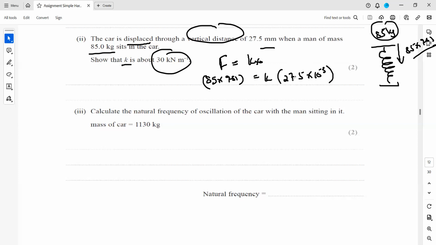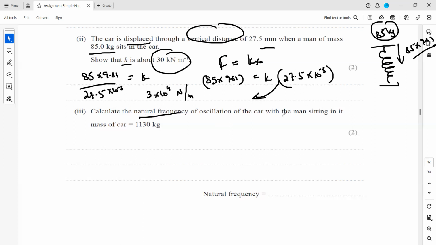So 27.5 into 10 to the power minus 3. If we need K, this will go into the division. So 85 times 9.81 divided by 27.5 into 10 to the power minus 3 will give us the value for K, which is 3 times 10 to the power 4, or 30 kilonewton per meter.